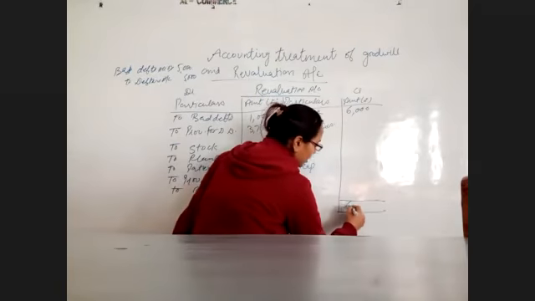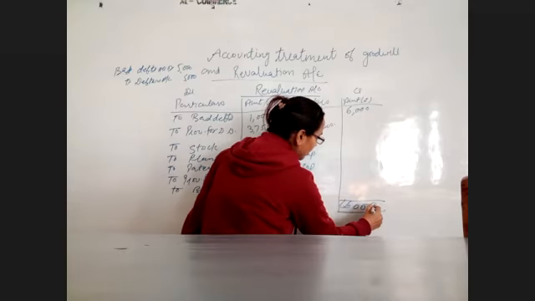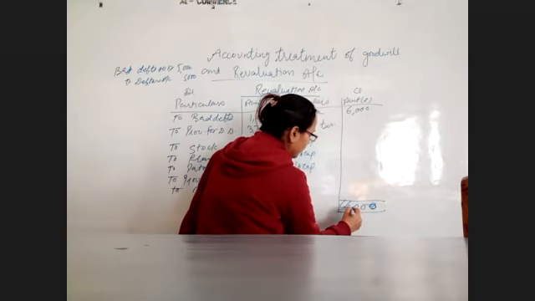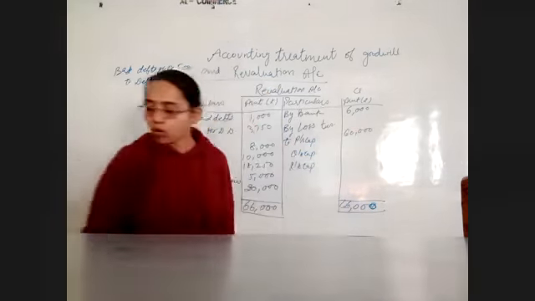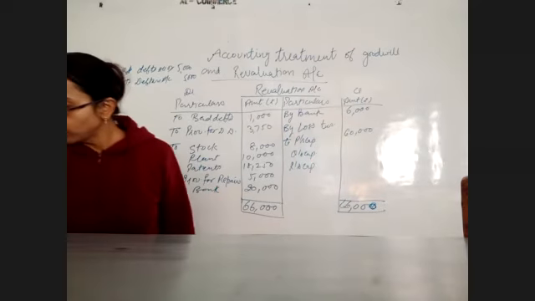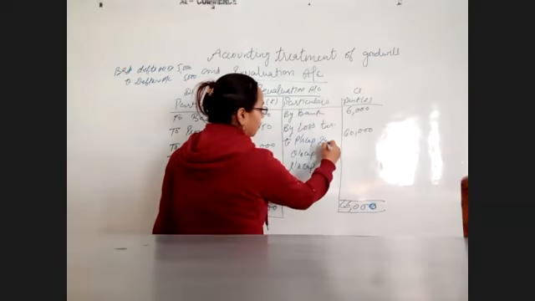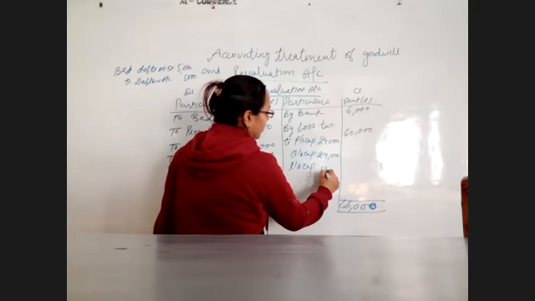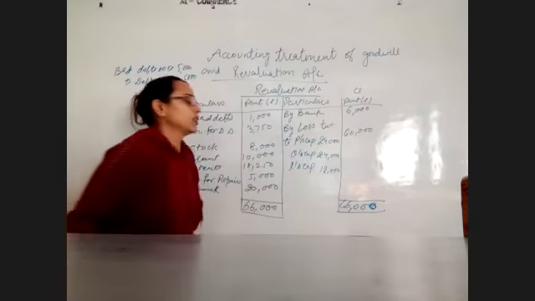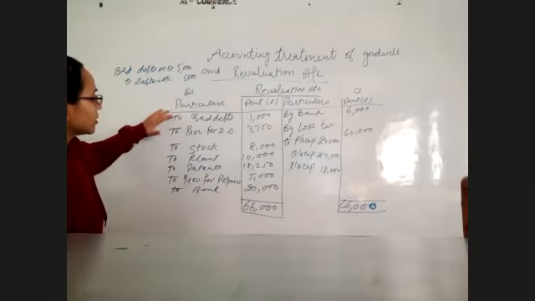Total is 66,000 and profit is 60,000. Old ratio is 2:1. Will be 24,000 and 12,000. Okay.